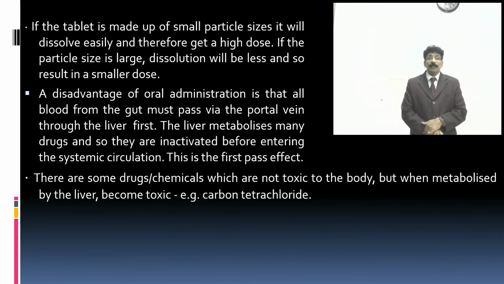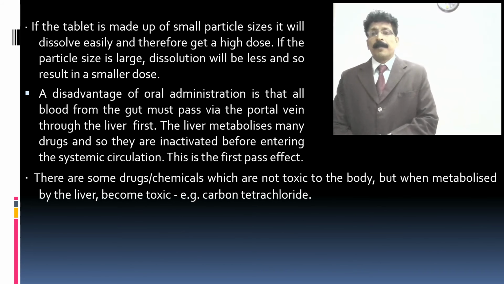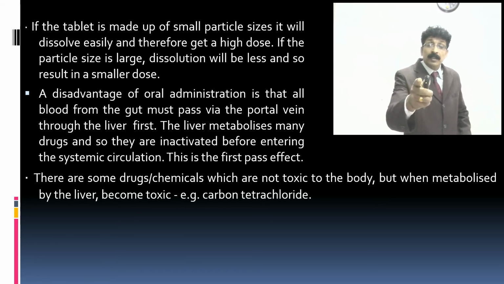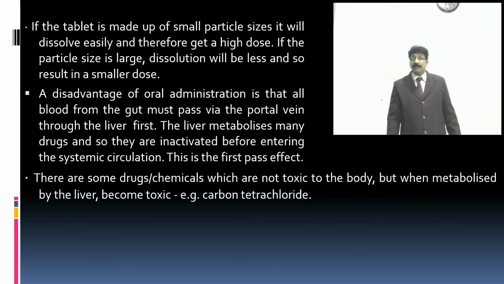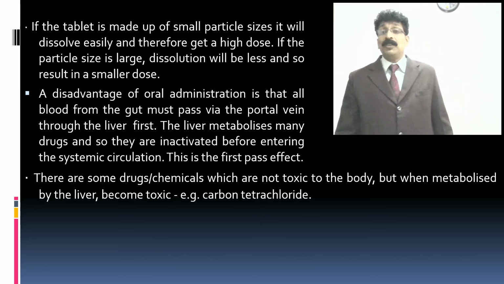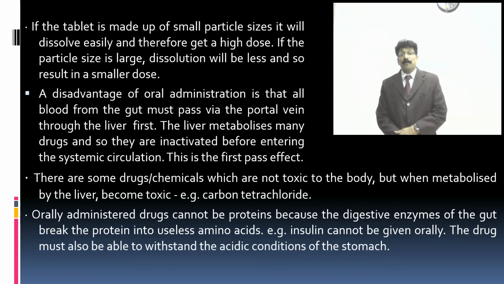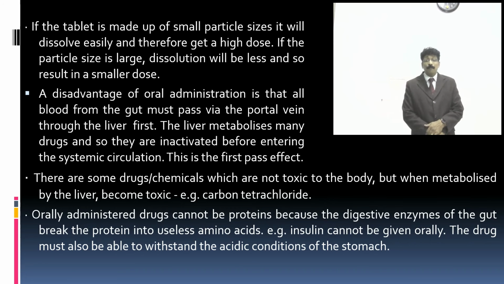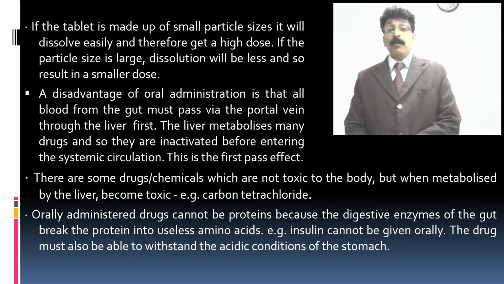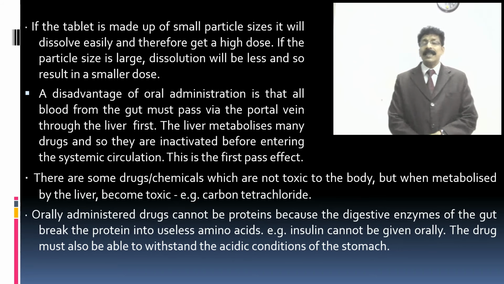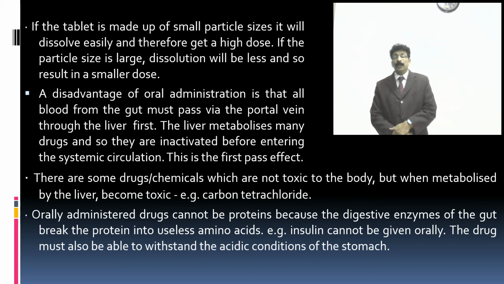There are some drugs and chemicals which are not toxic to the body, but when metabolized by the liver, they become toxic. As an example, like carbon tetrachloride. They are not toxic, but when it enters into the liver, they are converted into a toxic substance. So that is also one type of complication which you should remember. The study of first pass effect, the study of conversion, what the metabolic pathways are, what compound is made, and the adverse effect, all these studies are very important, even in the clinical and non-clinical study, before introducing a new drug to the market.